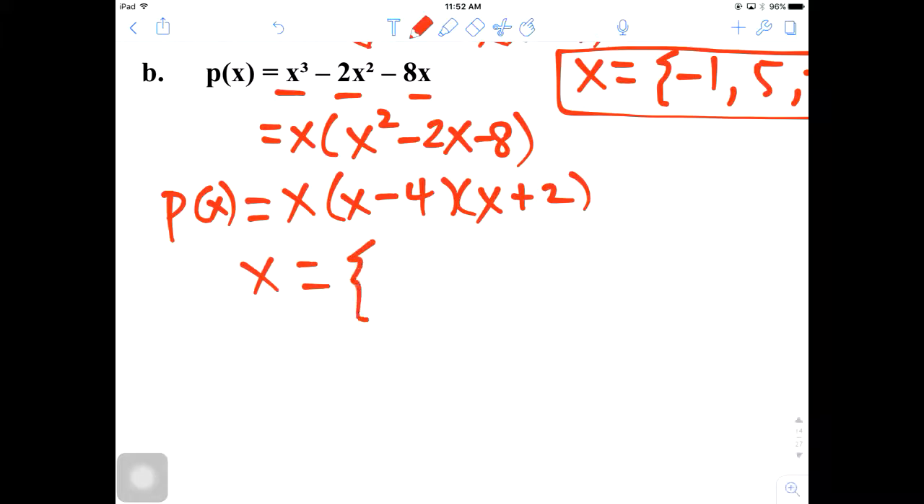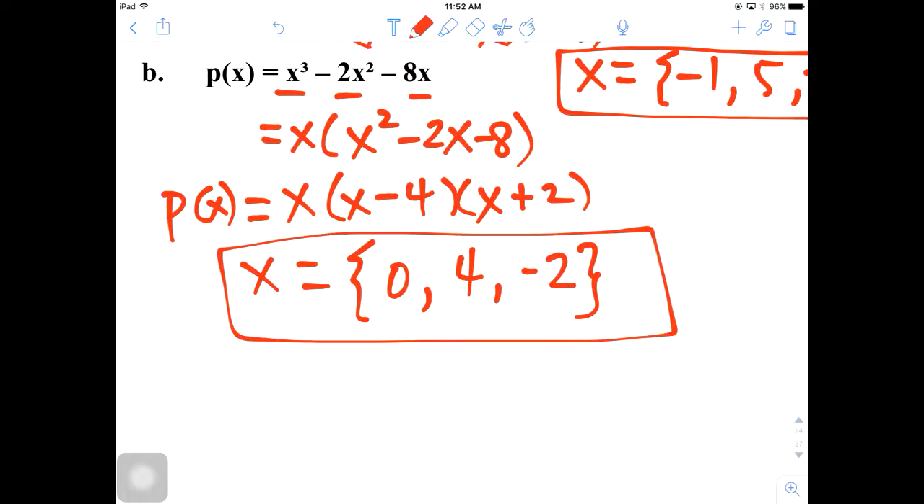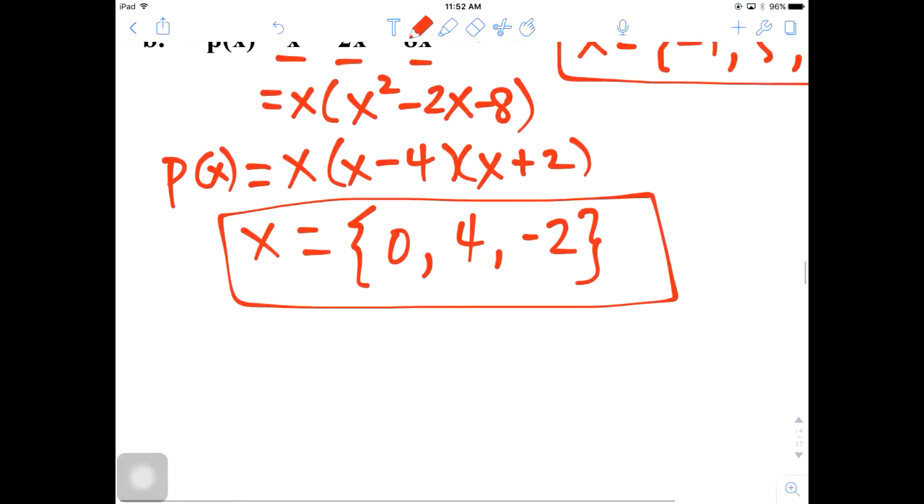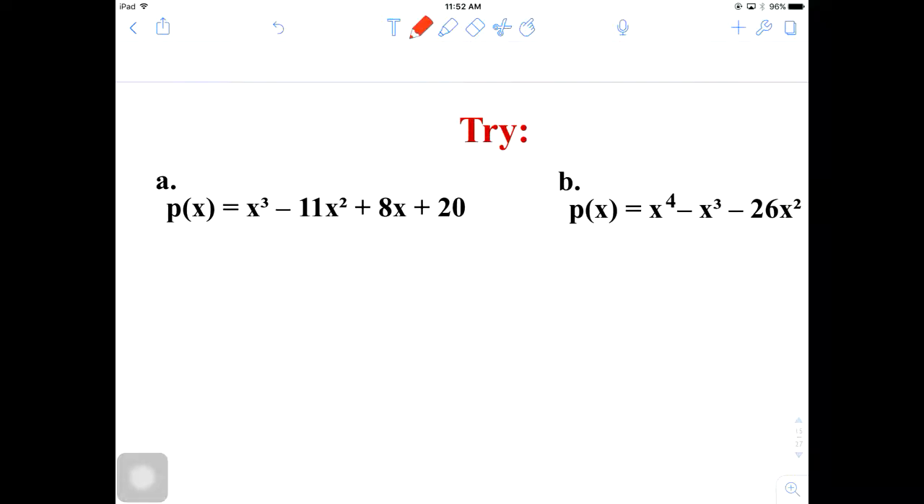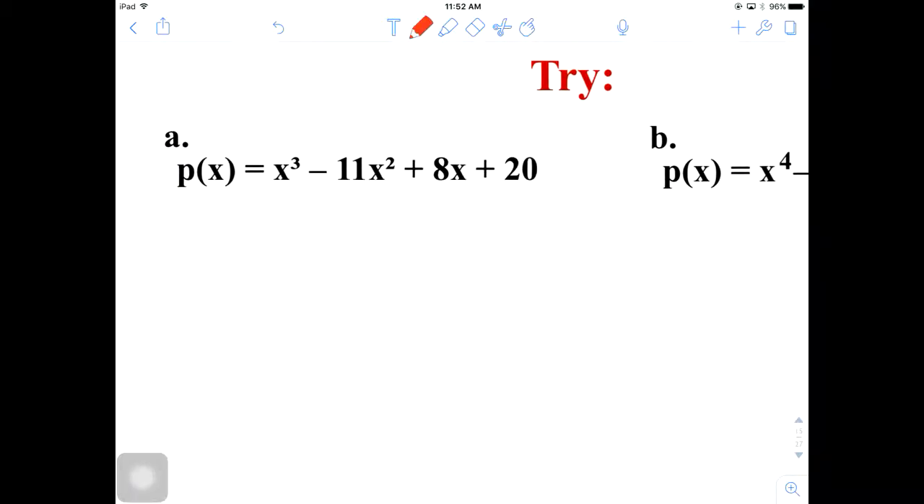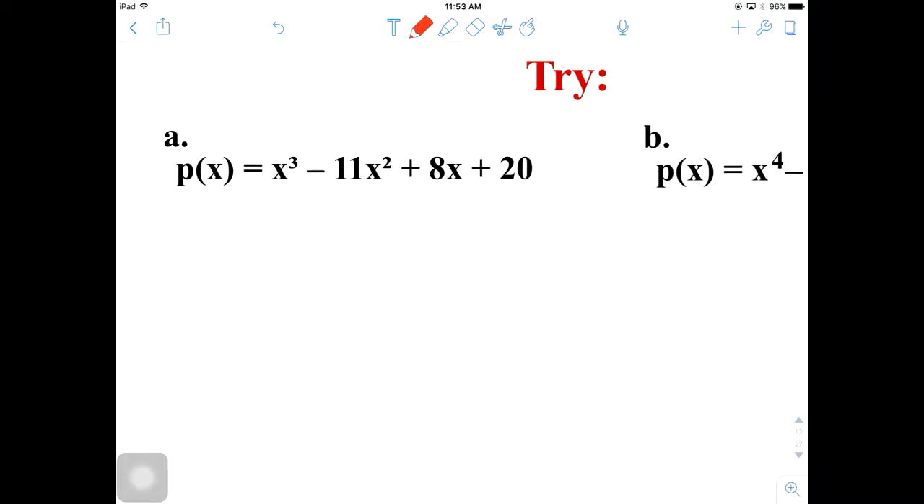And then the list of zeros are 0, 4, and negative 2. So that's the complete list. And we didn't even have to involve the rational zero or PQ method. So we did it all by factoring. So that's just an example to show you that you shouldn't use that method unless it's necessary. Let's go ahead and have you do the try it problem. So you can go ahead and try this problem, pause the video, and try it before you look at the answers.